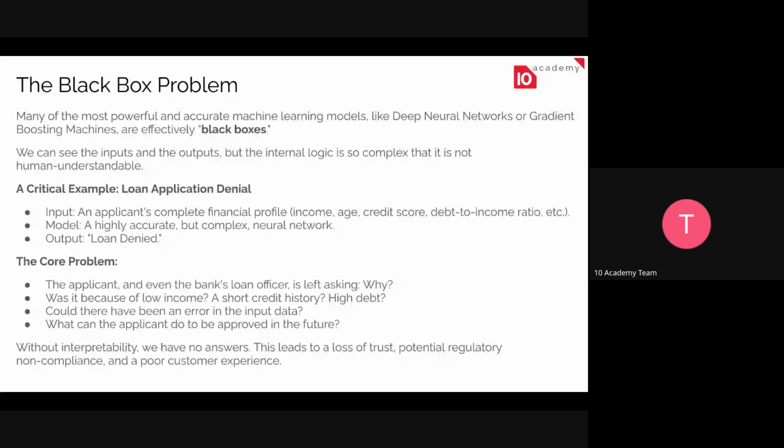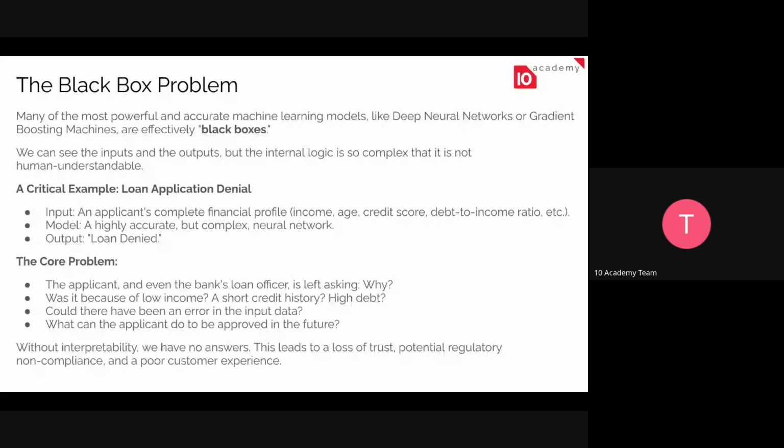So could it have been an error in the input data? This is very crucial, because if the error is from your side, or from the data, you're going to lose the customer, right? And what can the applicant do in order to improve or to get approved in the future? So you need to answer all of these questions, but you can't, since the model is a very complex neural network model. So model interpretability is going to help you with this one. Okay? So we have no answers without it.